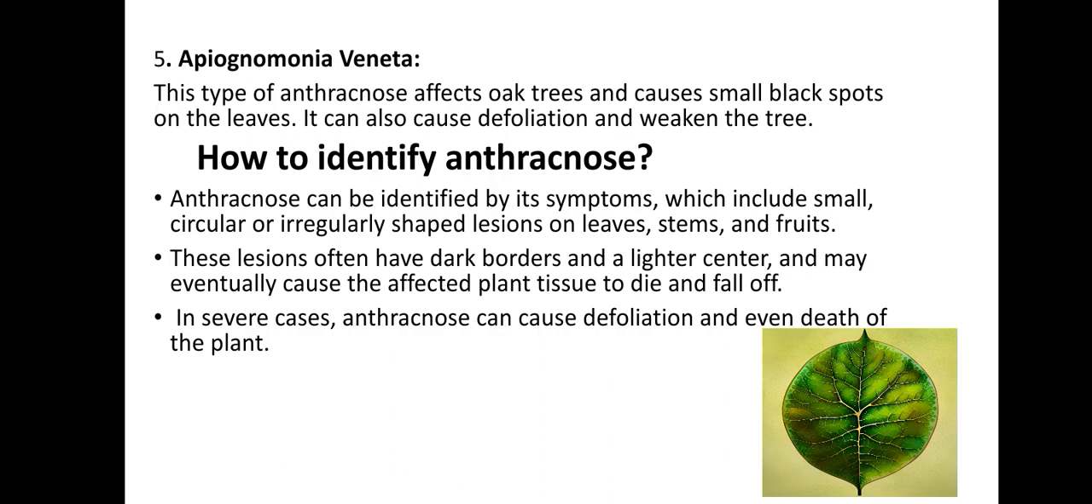Apiognomonia veneta. This type of anthracnose affects oak trees and causes small black spots on the leaves. It can also cause defoliation and weaken the tree. How to identify anthracnose?